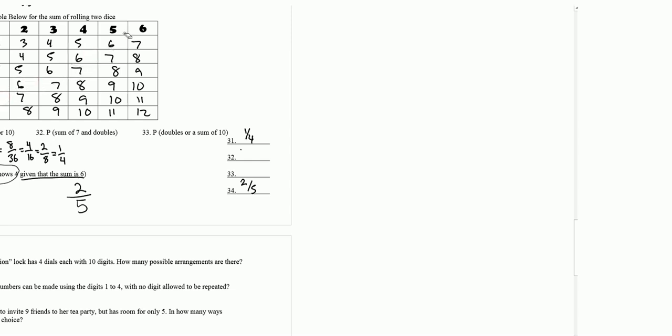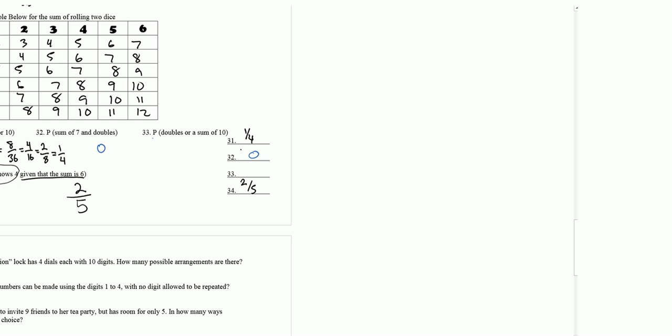Number 32, we want the probability that we get a sum of 7 and doubles. Okay, sum of 7 and doubles. Well, if it's a double, it's going to be even. 1 plus 1 is 2, 2 plus 2 is 4, 3 plus 3 is 6. So you can't have a double that's a sum of 7. So that's impossible. Those are mutually exclusive events, can't happen at the same time. And so we're going to get a probability of 0 for number 32.